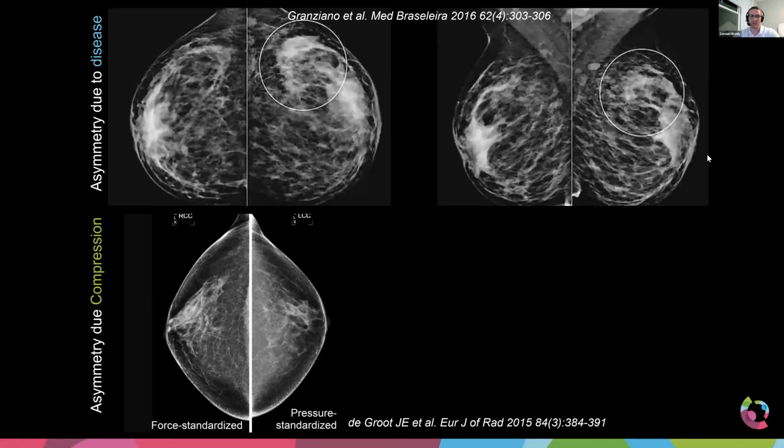So here's an example. This is asymmetry due to disease, looking left to right, and the CC, and then the MLO. This is asymmetry due to compression, here, left to right here.